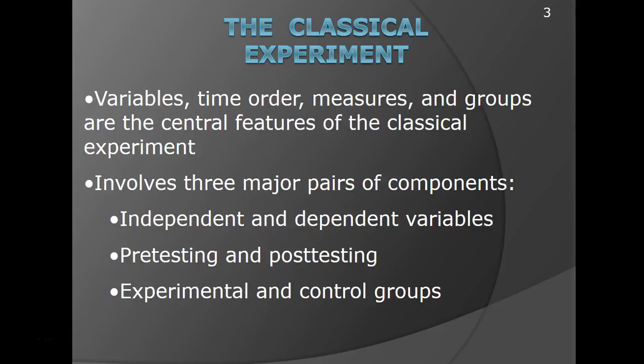There are three central features to the classical type of experiment. Now, at this point, we're talking about experimental designs, not quasi-experimental. Those are a different kind that we'll get to in just a few minutes. But these central features include independent and dependent variables, and could include pre-testing and post-testing.